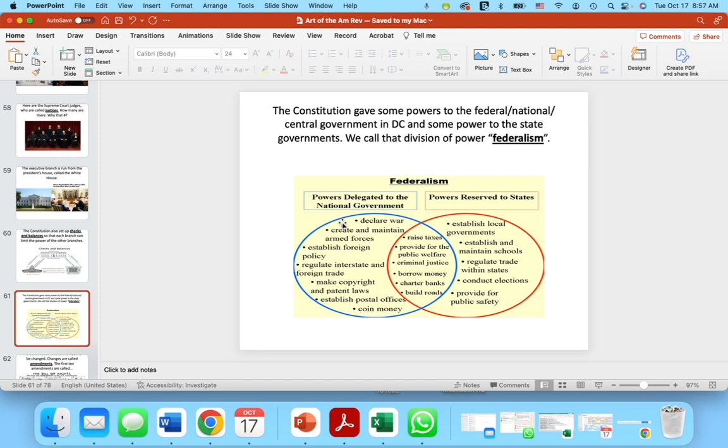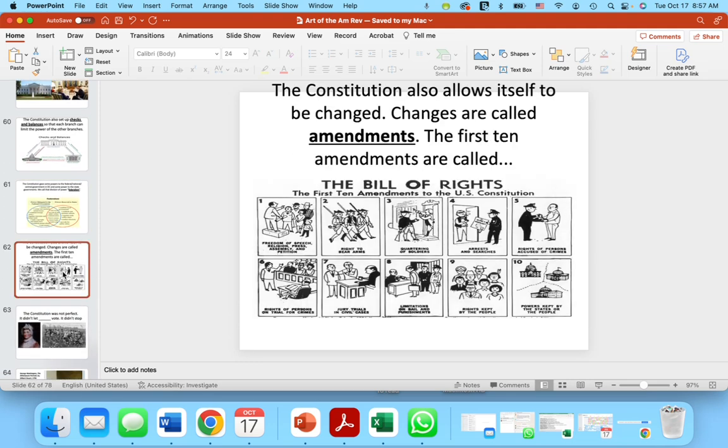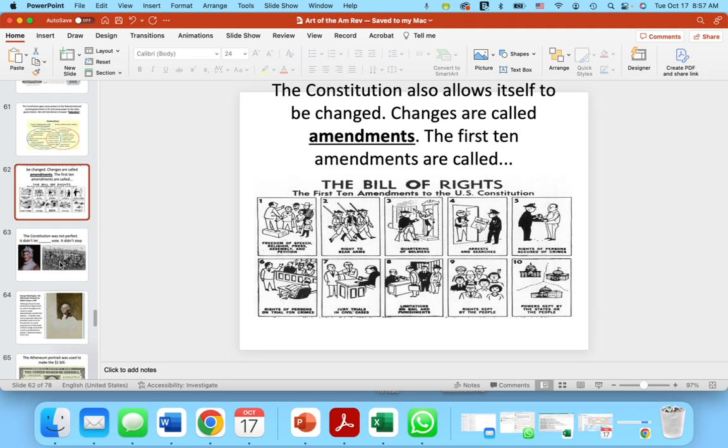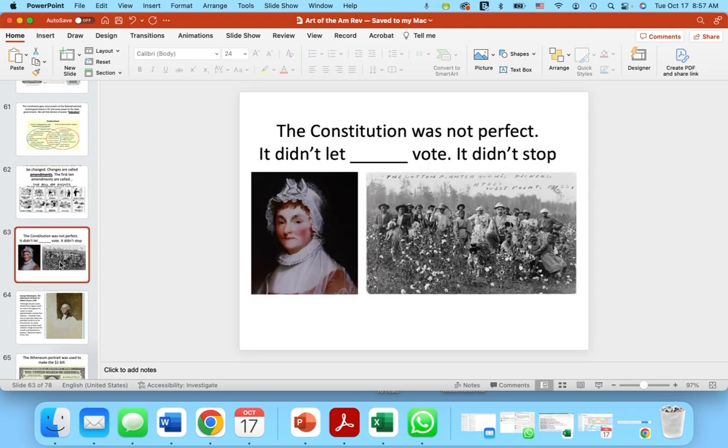So there are federal powers, national powers over here on the left, there's state powers on the right, and there are also shared powers. The government also made amendments. Okay, the Bill of Rights, here they are. I got a little cartoon for you here, so you can pause it here if you want to go over those. On the other hand, the Constitution was not perfect.